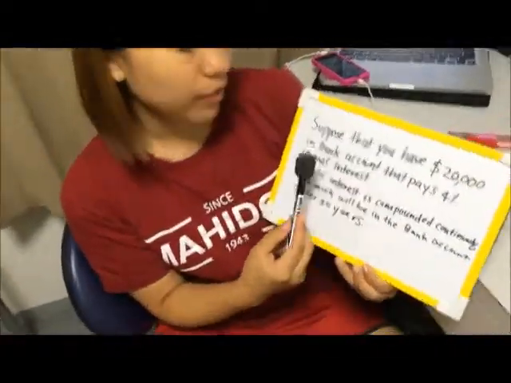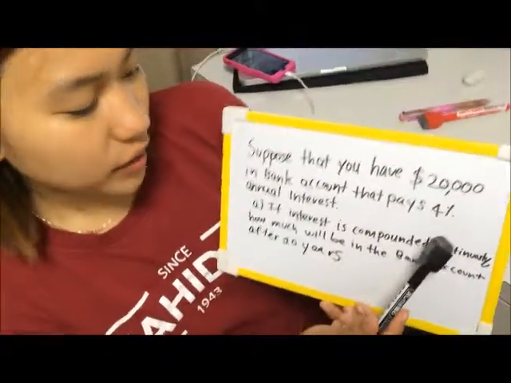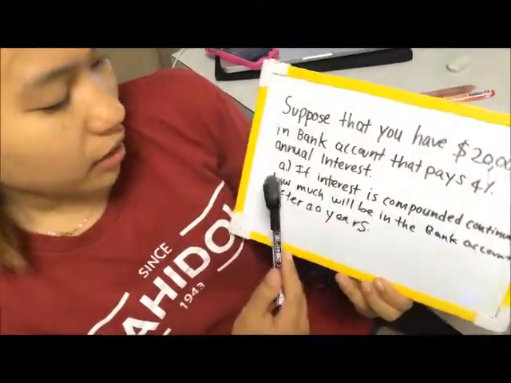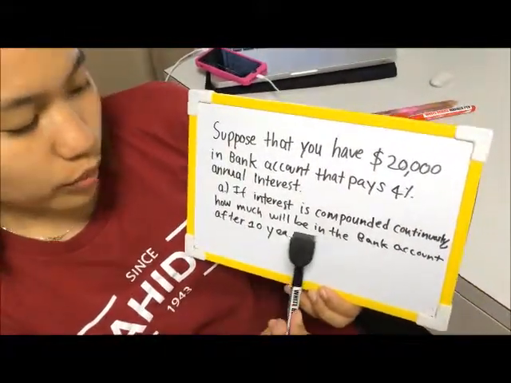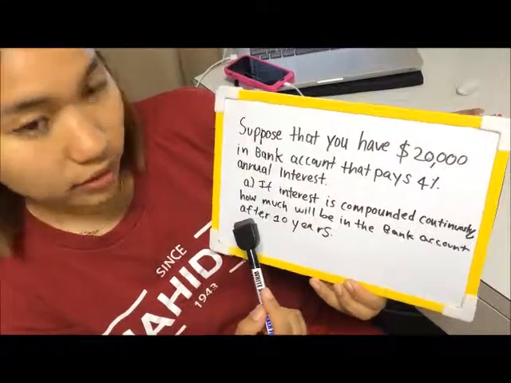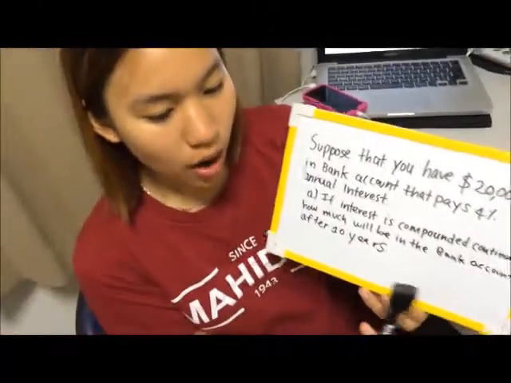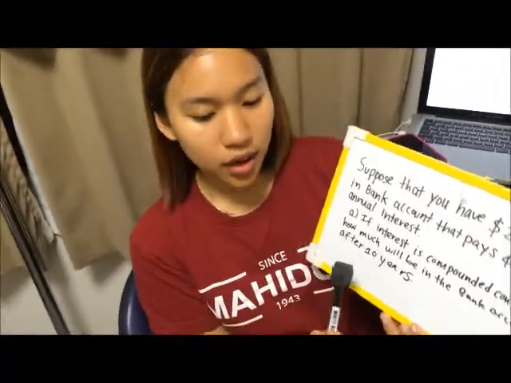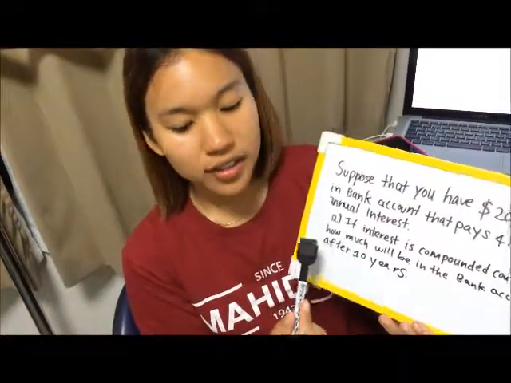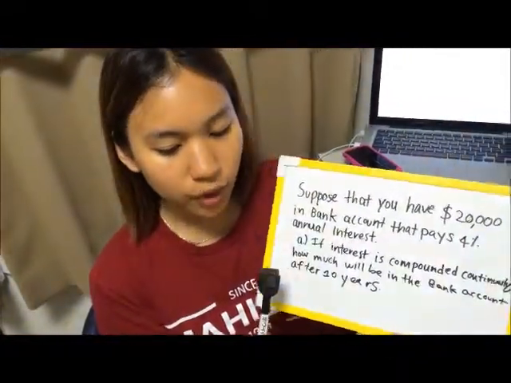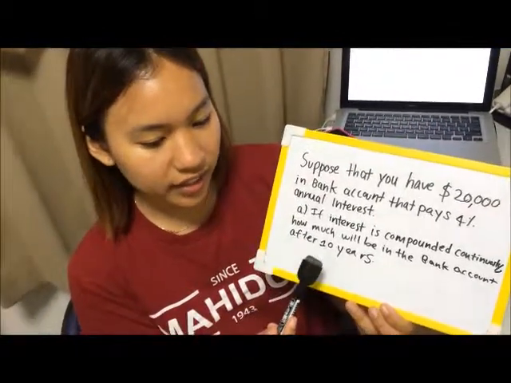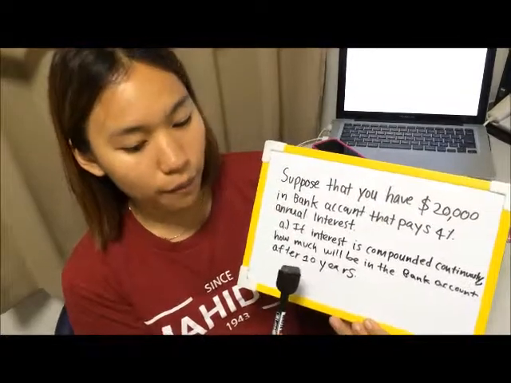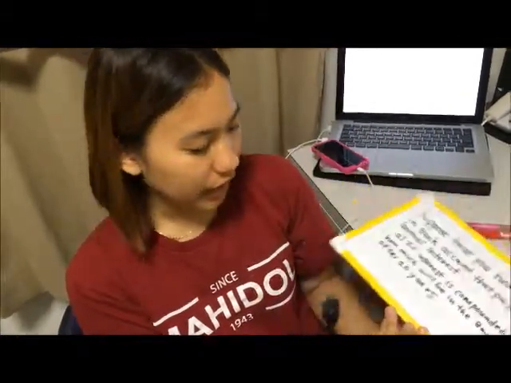Let's move to the first example. Suppose that you have $20,000 in a bank account that pays 4% annual interest, and interest is compounded continuously. How much will be in the bank account after 10 years? So let's solve. The continuous compounding formula shows that $20,000 compounded continuously for 10 years at 4% annual interest grows to become like this.